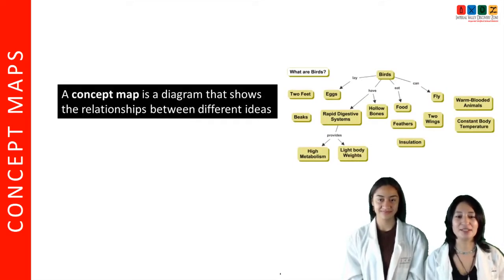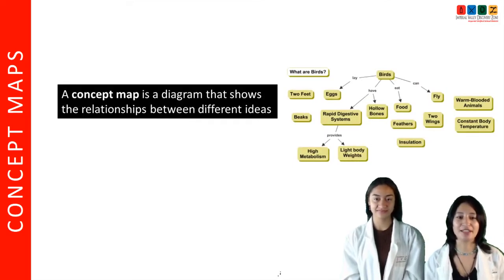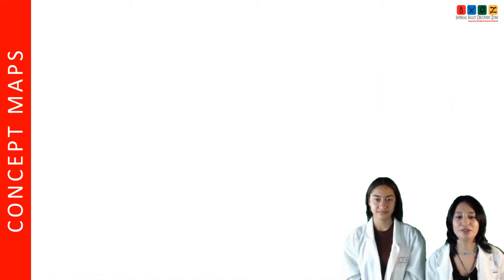Boys and girls, a concept map is a way to show how ideas are related. The example explains what birds are. Birds lay eggs. Birds digest food quickly. This provides light body weights for them. Now let's go over an example.